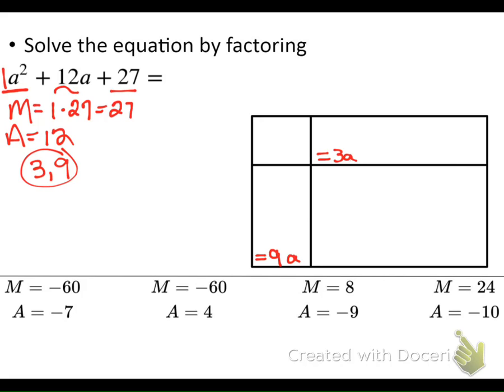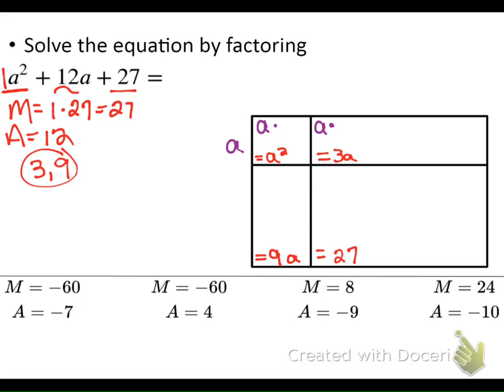So my top left area is going to be my first term in my expression, which is a squared. And my bottom right area is going to be the last term in my expression, which is 27. So now that I have each area, I'm going to find what my height is. I find my height by finding the greatest common factor of this top row here. The greatest common factor of a squared and 3a is going to be 1a, or you can just simply put a. So my height is a, so now I'm ready to find my width.